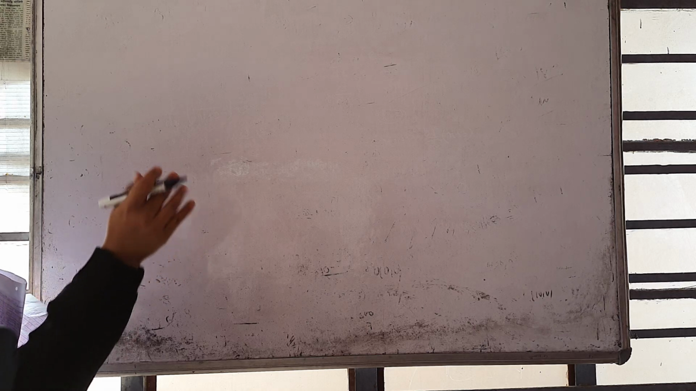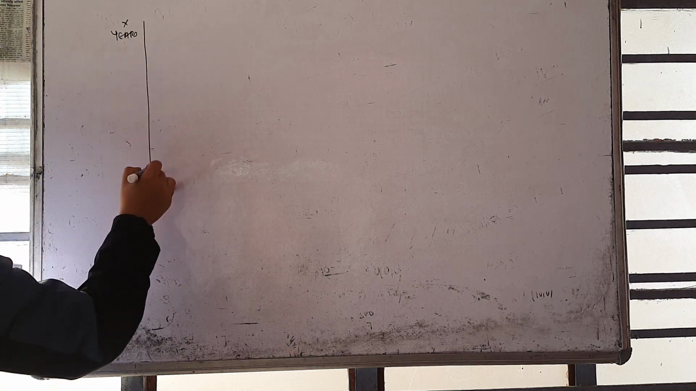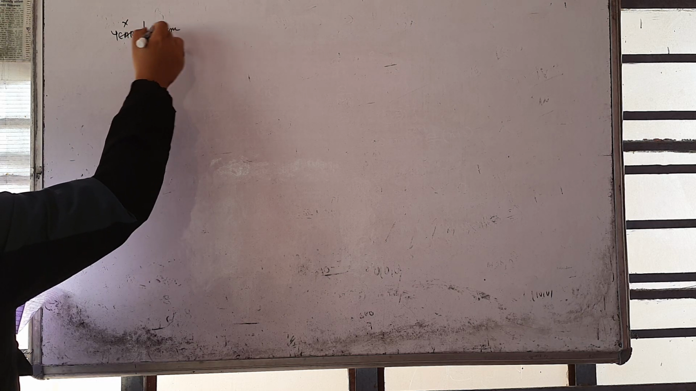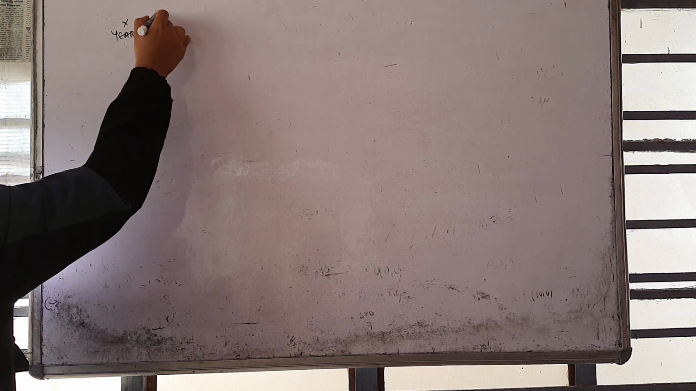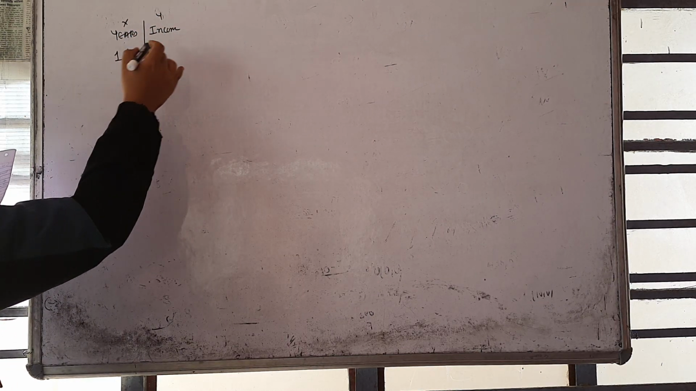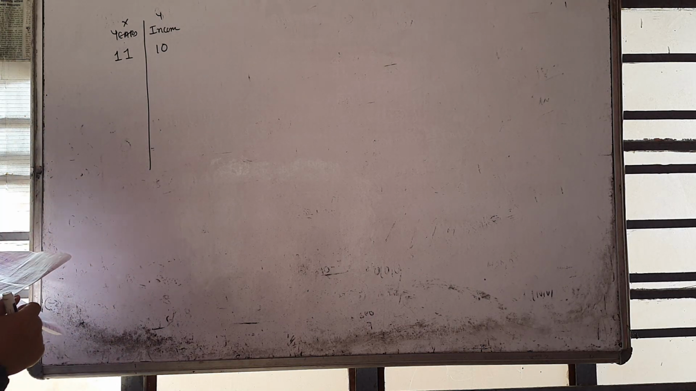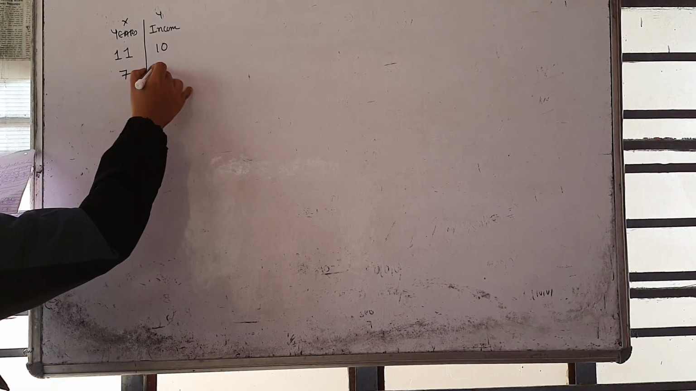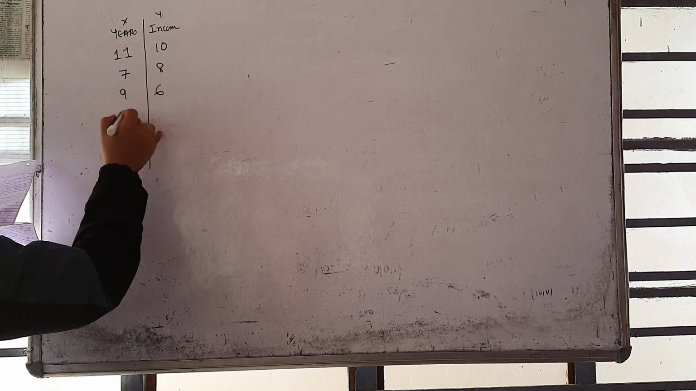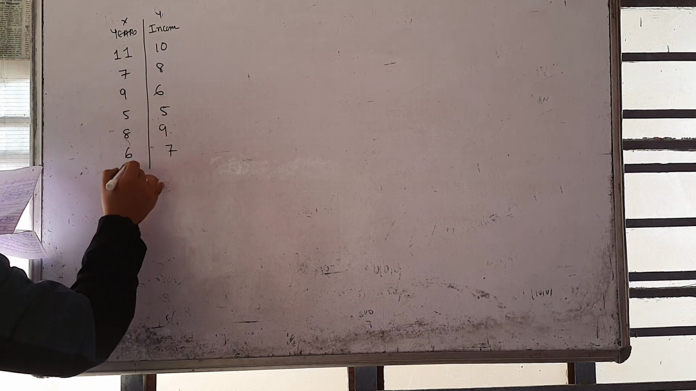So we got two variables. One is years of service, that is denoted by X, and we have its salary income, in terms of 1,000. Okay, that is in terms of thousands. So a person who has an experience of 11 years will get a salary of 10,000. Is that clear? Okay, 7 years will get a salary of 8,000. 9, 6, 5, 5, 8, 9, 6, 7, 10 and 11.